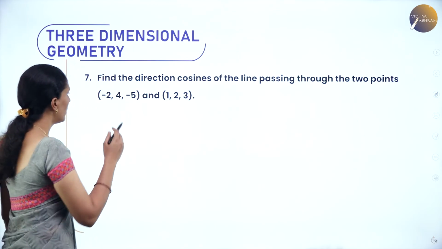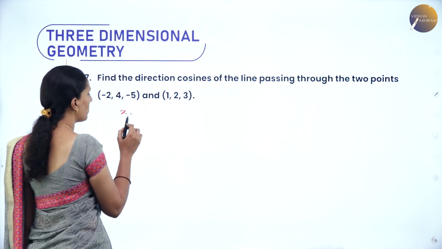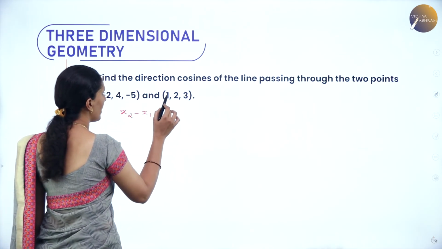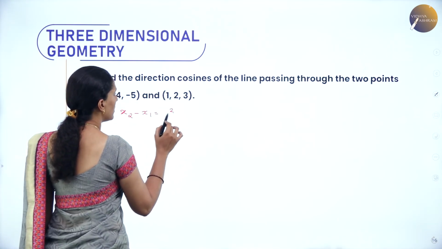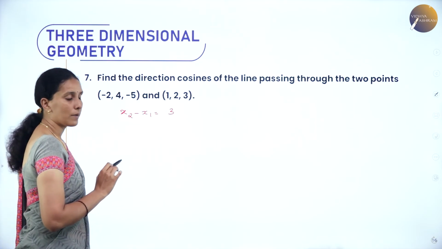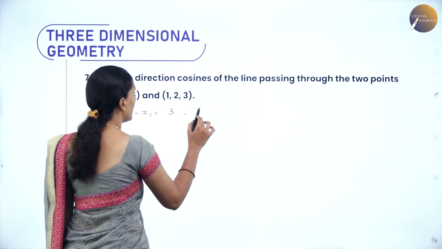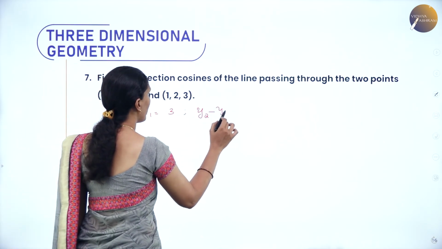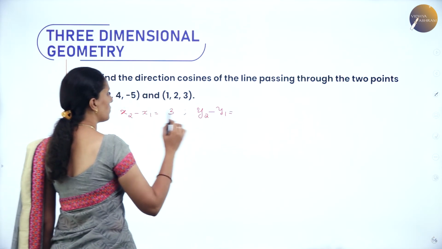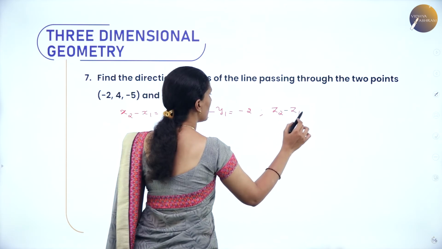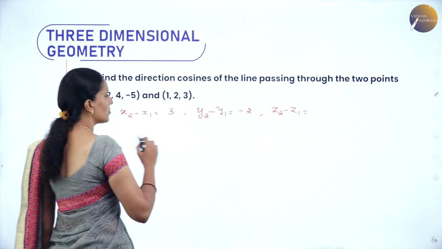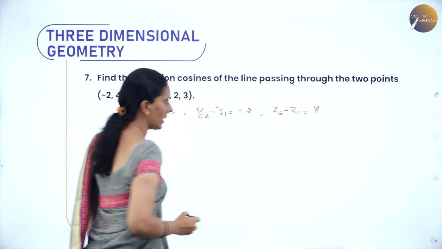So by that, first we will take what is x2 minus x1. So x2 minus x1 is 1 minus of minus 2, which is 3. So 1 minus of minus 2 becomes 1 plus 2. So therefore it is 3. Next we will take y2 minus y1, which is 2 minus 4, whose value is minus 2. Next we have z2 minus z1. So 3 minus of minus 5, which becomes 8.